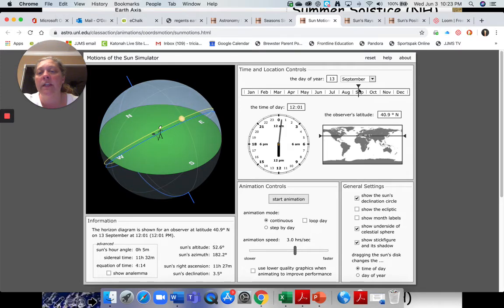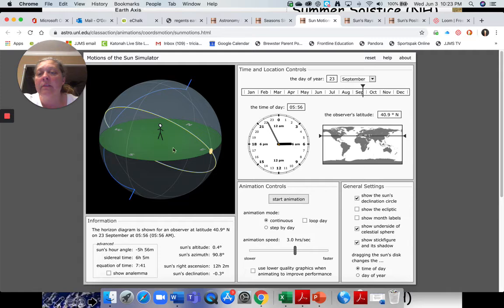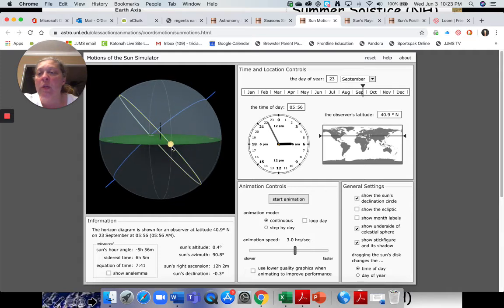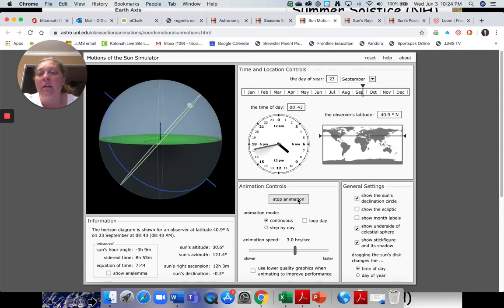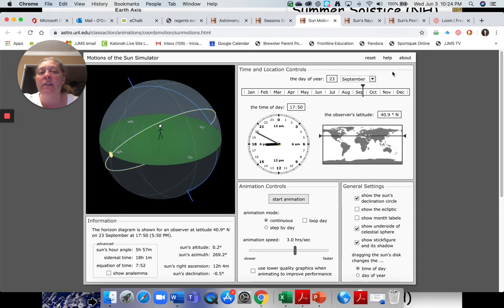What's happening to the sun? It's getting lower and lower and lower in the sky until this is now the autumnal equinox. This is one of the 2 days of the year where the sun rises due east. See that? On this day of the year, the sun rises due east, exactly east, and sets, watch this, sets due west. That's one of the 2 days of the year that it does that. The other day of the year that it does that is March 21st.